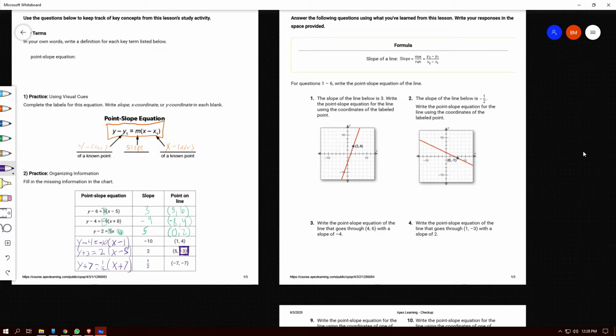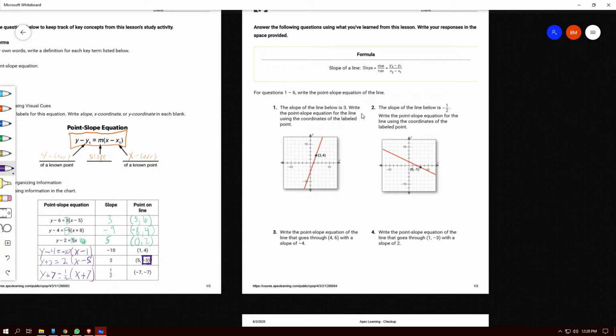All right, so going into the practice problems, they tell us the slope. That's great. They want us to write the point slope equation of the line using the coordinates of the labeled point. All right, so I know I'm going to have y minus y1 equals x minus x1. I know my slope is 3. They already gave it to me. I know my x is going to be there. I know my y is going to be there.